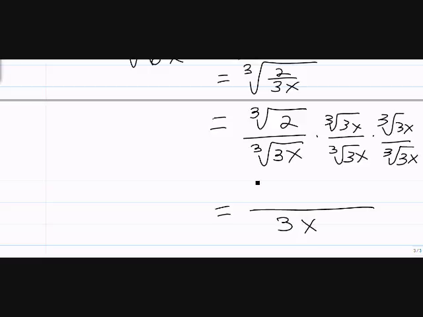All right. So for the numerator of my fraction, I got 2 times 3x times 3x, which is 2 times 3 times 3 is 18. Since I'm simplified, I know that one's not going to simplify anymore. And x times x is x squared.